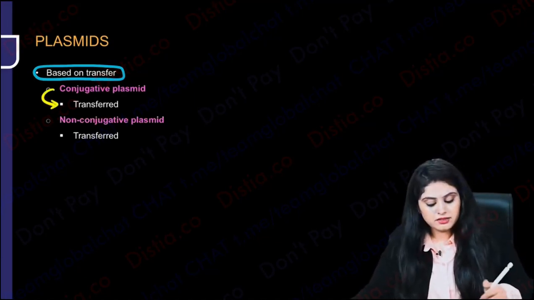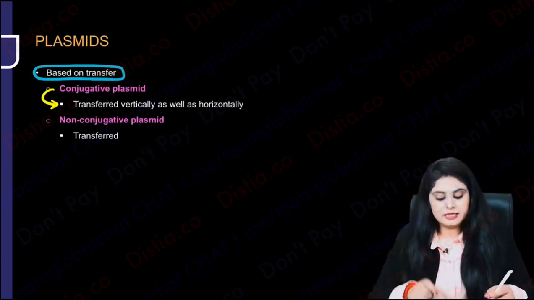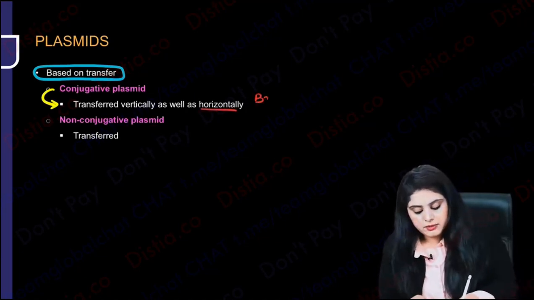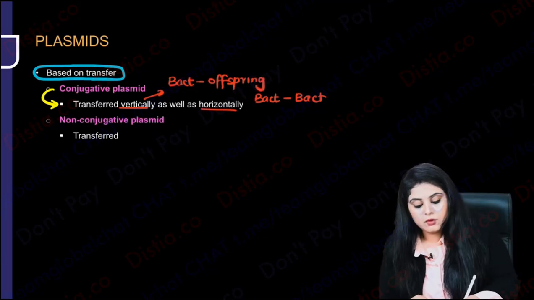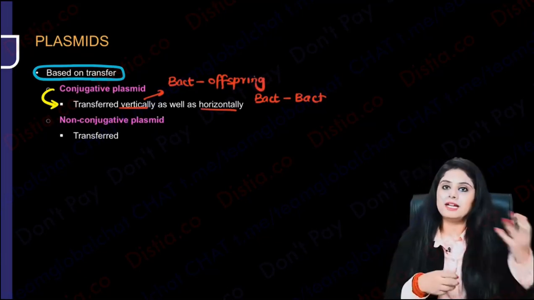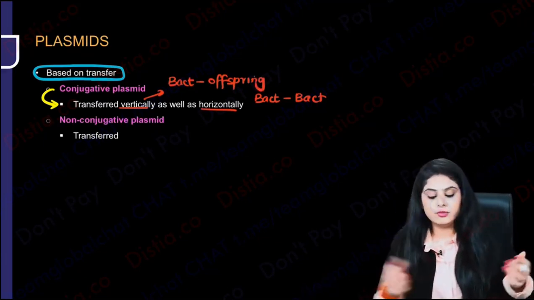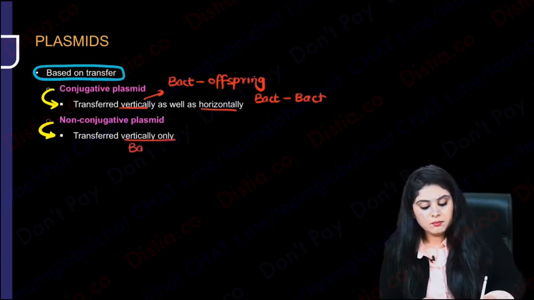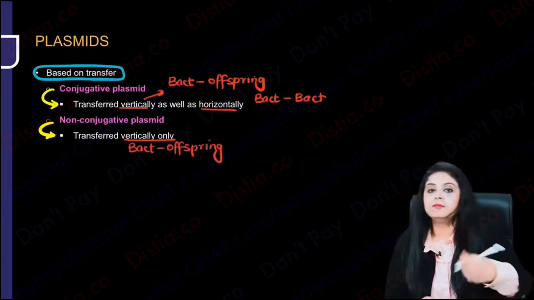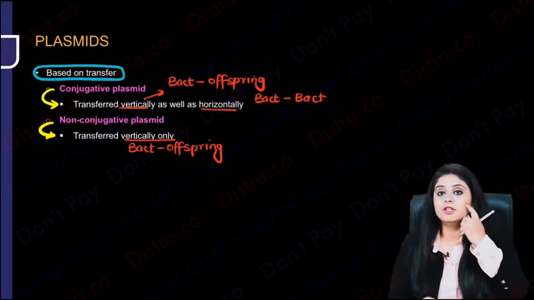Conjugative plasmids are the ones which are going to be transferred both vertically and horizontally. Horizontally basically means it's going to be bacteria to bacteria, and vertically means that it is going to be bacteria to offsprings, to the children. That is conjugative. Conjugative means everything is going to happen. Bacteria to bacteria will happen, bacteria to children will also happen. But non-conjugative ones are only transferred vertically. Vertically means only from mother to child, only from bacteria to the offsprings. By offsprings I mean future generation. It is not going to get transferred horizontally.